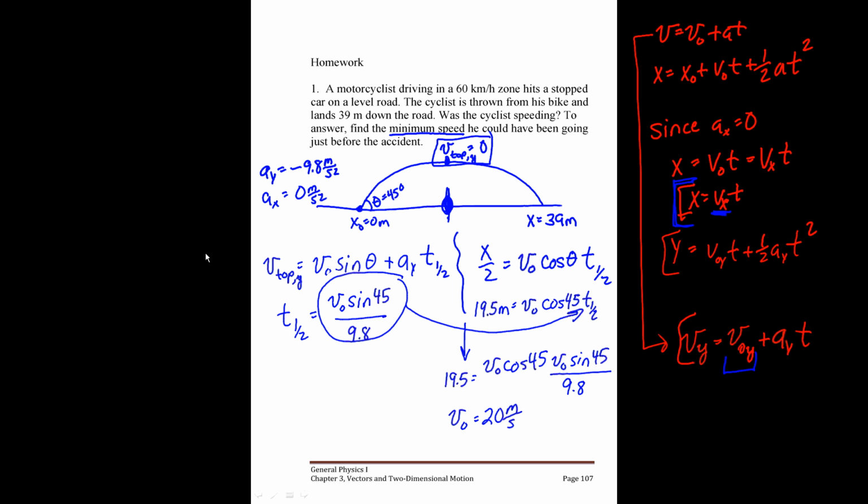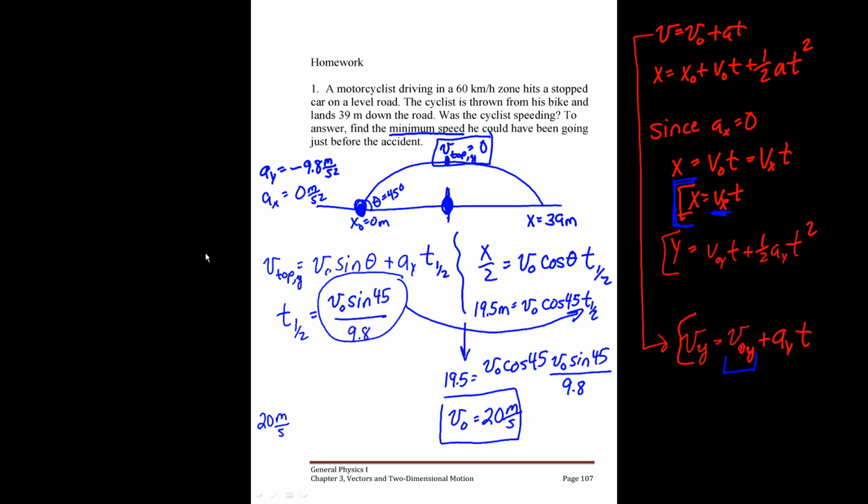So I want to know, is he speeding? That is his initial speed. That is his speed at this point when he hits a stopped car. But I want to know, is he speeding? So let's just convert our 60 kilometers per hour into meters per second, or you could do it vice versa. Actually no, that is what I've done. I'm going to convert my 20 meters per second to kilometers per hour.